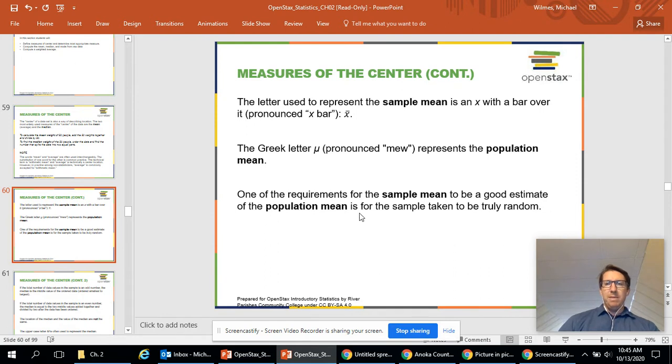Okay, so the sample mean, x with a bar over the top, stands for our sample mean, and that's the mean that we've been looking at. The population mean is written with a mu. It's a Greek letter, pronounced mu, and that's when we're looking at a whole population. One of the requirements for a sample mean to be a good estimate of the population mean is for the sample to be taken completely at random. So the sample mean is when we're taking a smaller group. Population is when we're taking the whole thing.